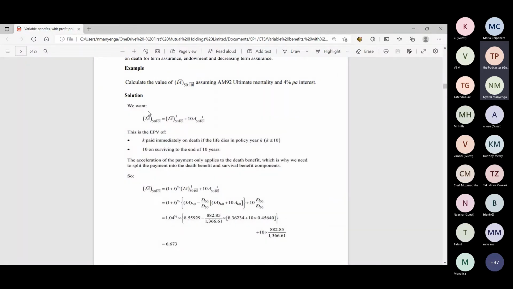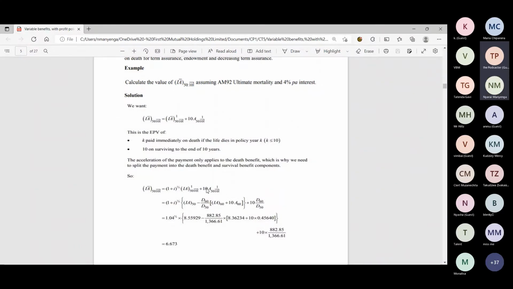The acceleration of this assurance function will only apply to the death benefit. This is a similar approach to what we did earlier for assurance functions where the benefit wasn't varying in any way. The acceleration of the payment would only affect the term assurance part. So this would be equal to 1 plus i to the power half times the increasing term assurance function, plus 10 times the pure endowment function.